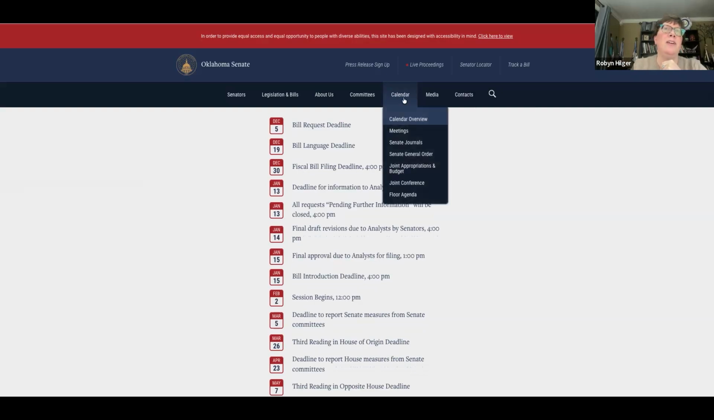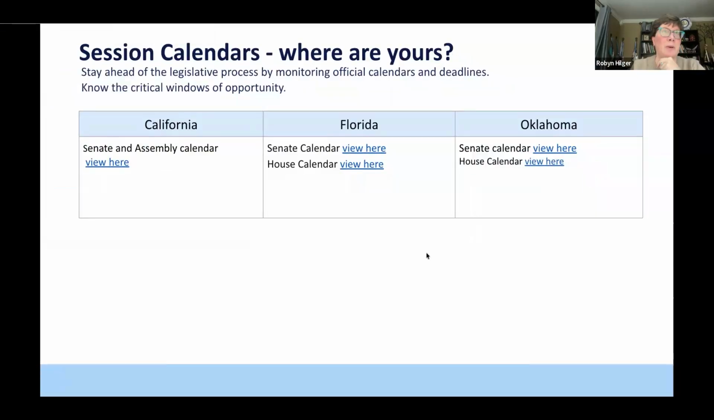Additionally, under the calendar, you often find the meetings, the journals, the general order. So if you're specifically tracking, you need to know when the Education Committee is meeting in the Senate. Those meeting dates, the room numbers, the agendas all get posted publicly for you as a citizen. And so starting to learn how to navigate all of the tools in your state is really important to help you keep on track.